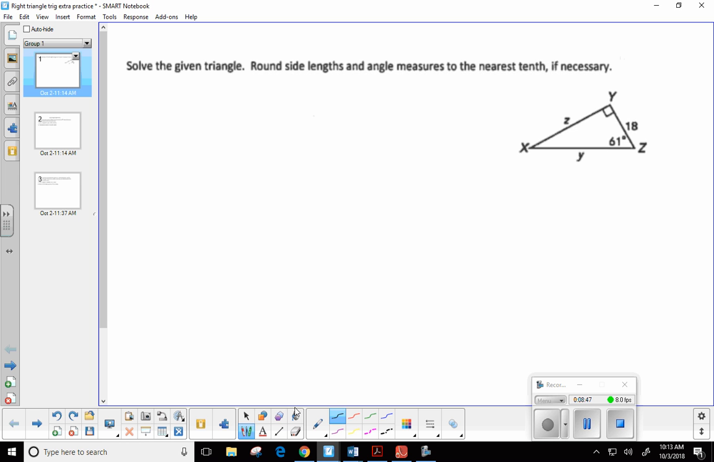All right, so I've given you a copy of the 2 word problems that we're going to look at today. This one, I decided, you can either just follow along, or if you want to, sketch it very quickly. This is just kind of a review of what we were doing the past couple of days. So it says solve the given triangle. If you have a problem where it just says solve the triangle, that means you want to find every missing angle and side length there is. So here it says round side lengths and angle measures to the nearest tenth, if necessary.